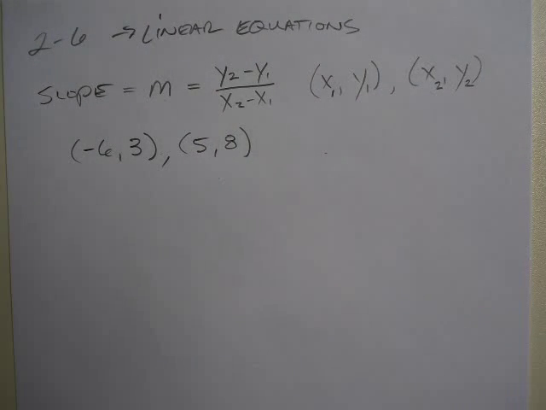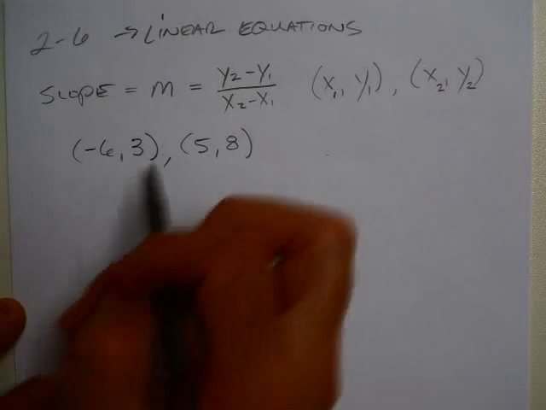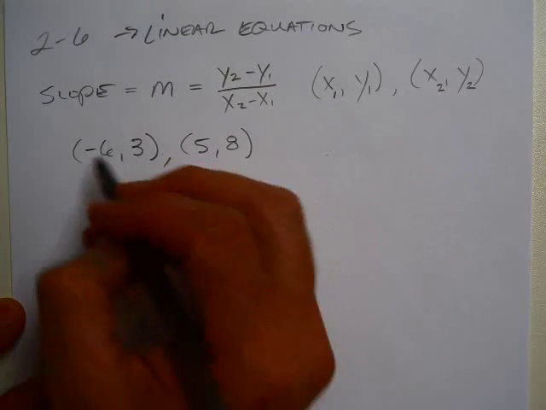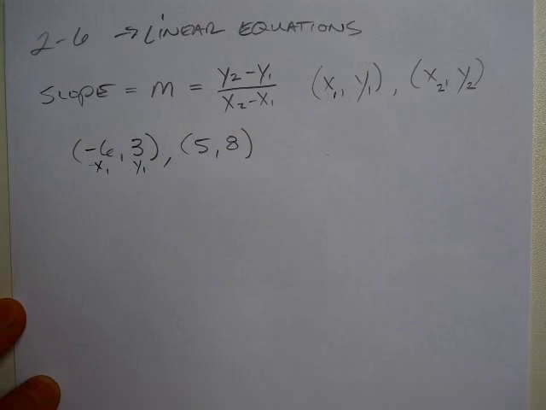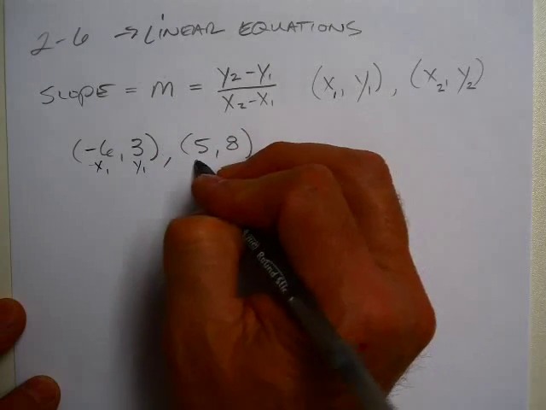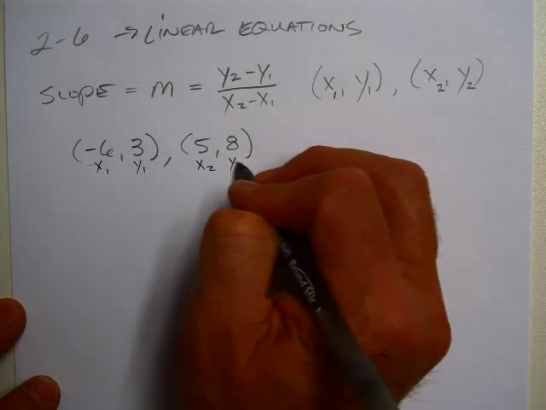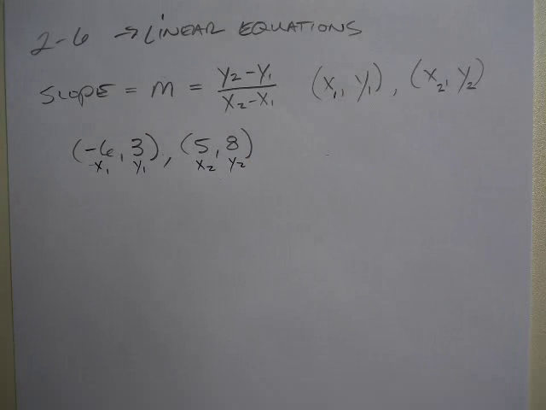So, when we're looking at a problem, if we want to know the slope between any 2 points, we can use this formula. To use it correctly, we have to label these bits. So let's call the negative 6 and the 3 the x sub 1 and the y sub 1, and the 5 and the 8 the x sub 2 and the y sub 2. So your first point and your second point, if you will.